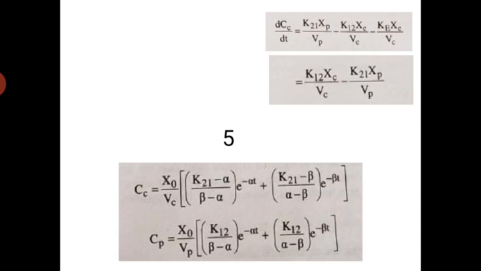Now you integrate these two equations. Upon integration of the first, you will get this fifth equation: Cc is equal to x0 divided by Vc, all multiplied with [(K21 minus alpha) divided by (beta minus alpha)] into e raised to minus alpha t, plus [(K21 minus beta) divided by (alpha minus beta)] into e raised to minus beta t. And upon integration of the next equation for the peripheral compartment, you will get Cp is equal to x0 divided by Vp into [K12 divided by (beta minus alpha)] into e raised to minus alpha t, plus [K12 divided by (alpha minus beta)] into e raised to minus beta t. So these are the two equations we got after integration. Okay, now we are going to simplify it. How are we going to simplify it? Let us see.